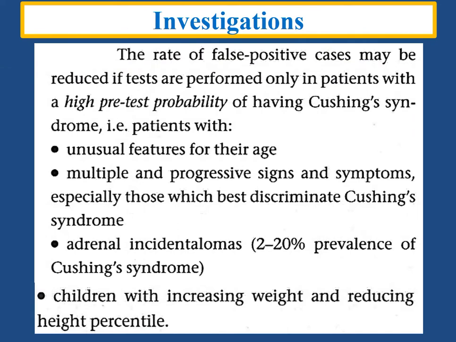The rate of false positive results may be reduced if tests are performed only in patients with a high pretest probability of having Cushing syndrome. For example, patients with unusual features for their age, multiple and progressive signs and symptoms, especially those which best discriminate Cushing syndrome, adrenal incidentalomas, with a 2 to 20% prevalence of Cushing syndrome in such cases, and children with increased weight and reduced height velocity.